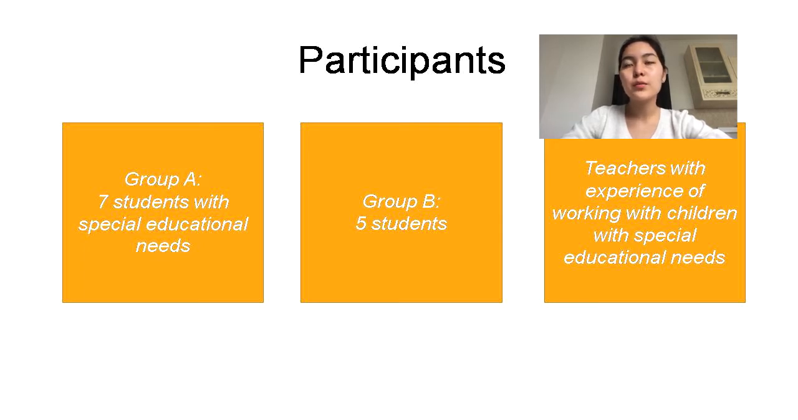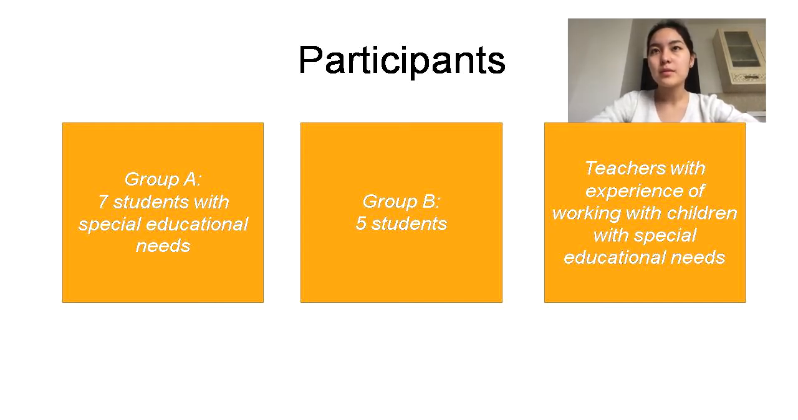So there are two children with ASD, autism syndrome, two children with ID, which stands for intellectual disability, one child with CP, which stands for cerebral palsy, one child with AS, which is Asperger's syndrome, and one child with ADHD. ADHD here means attention deficit hyperactivity disorder.